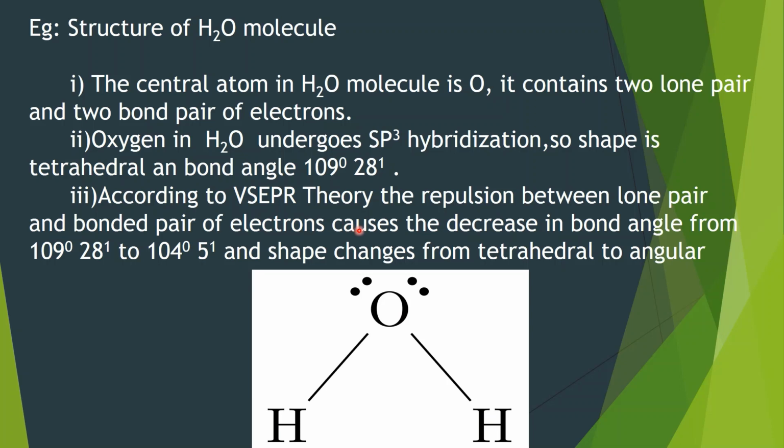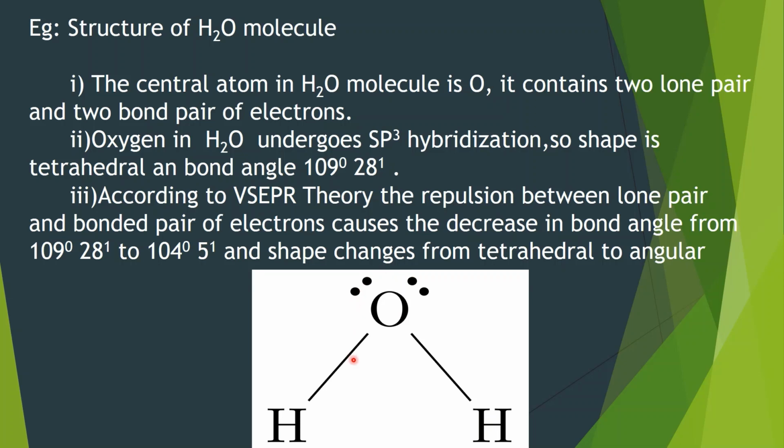According to VSEPR theory, the repulsion between lone pairs and bonded pairs of electrons causes this, which is a very important point. You can observe the diagram, 2 dots and 2 dots, totally 4 dots here. So the 4 dots denote lone pair electrons, and 1 line is the covalent bond. In this, the bonded pair, we say it is a bond pair. 2 electrons are present in this covalent bond, and 2 electrons are also present in the right side covalent bond. So these 2 are bonded pairs and the dots represent lone pairs.